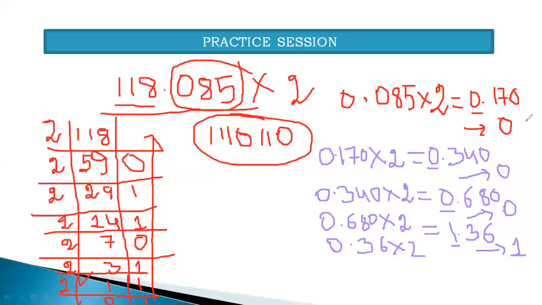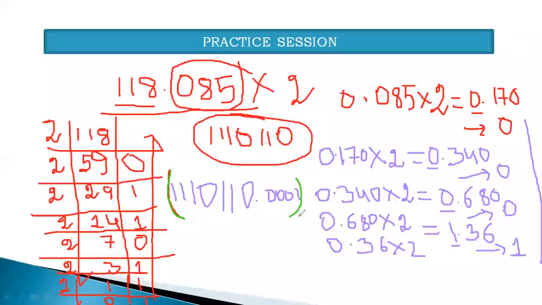So if I am considering only 4 digits, we are getting the output 0, 0, 0, 0 and 1. So we can write the output as 1, 1, 1, 0, 1, 1, 0. This is the binary equivalent of 118.085. Although it is not the exact value, the approximate value will be the same.